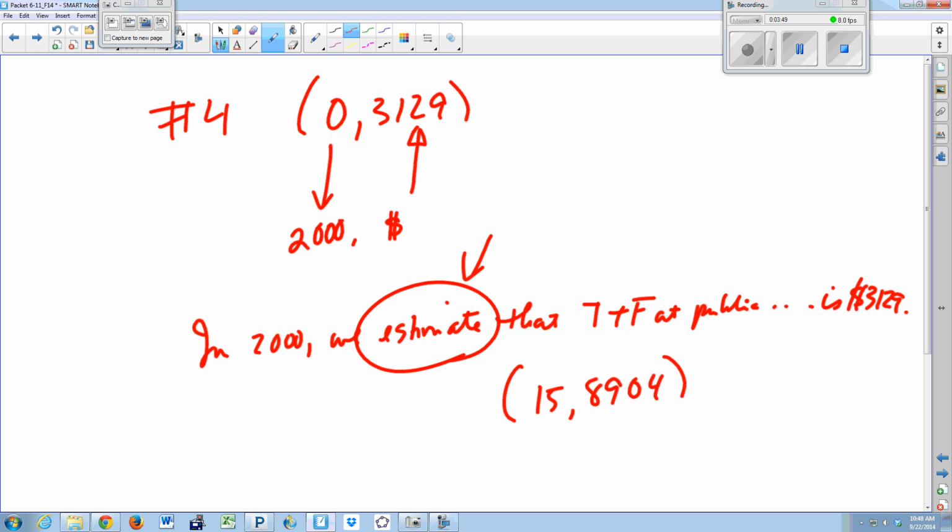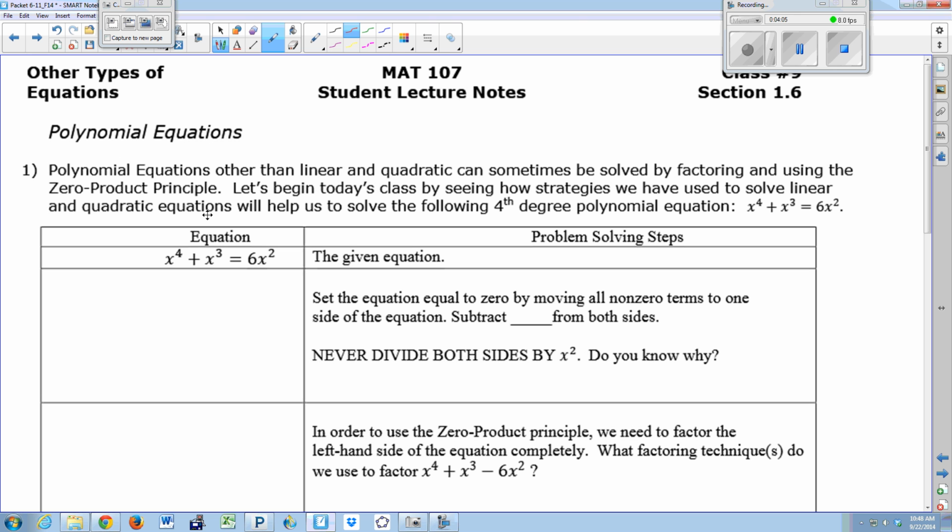So try to give as much detail as you want and really be careful that you're not saying that the number that your model finds is the actual value. Unless it is. It might go right through one of the points, okay? But most of the time it doesn't go directly through one of the data points. Any questions on that? Okay, so let's start with class 9, polynomial equations.